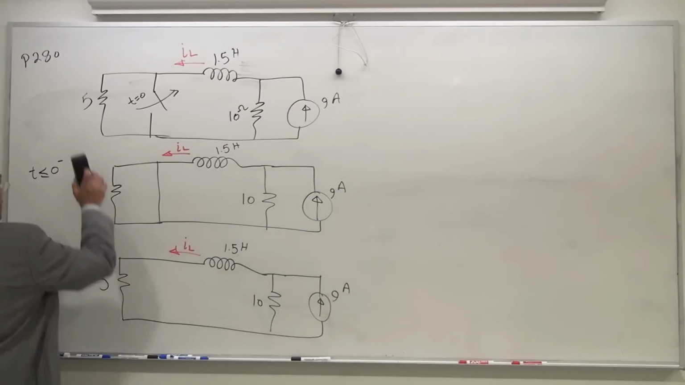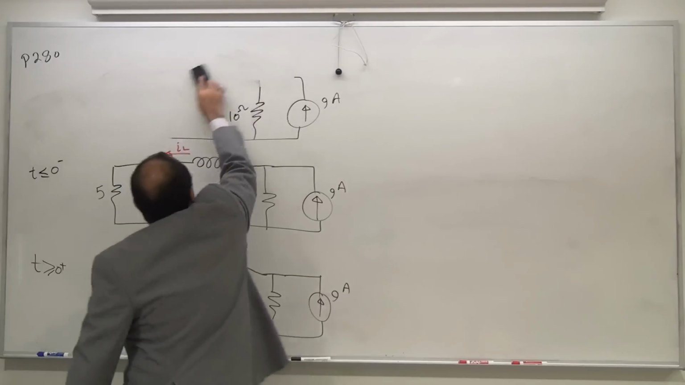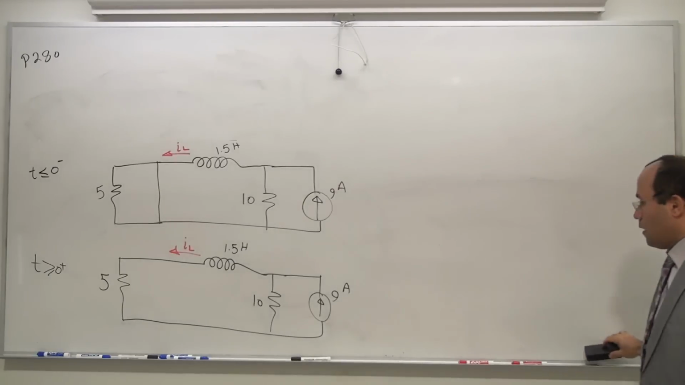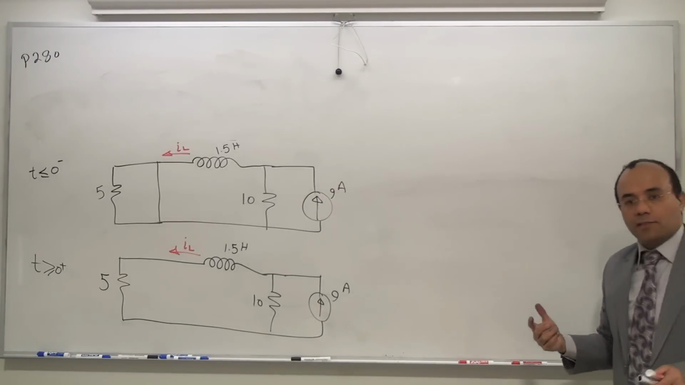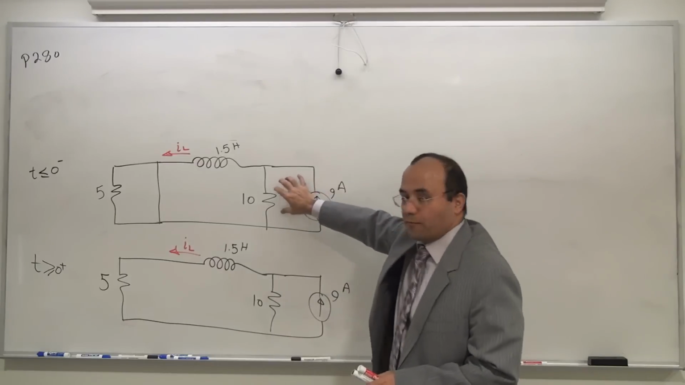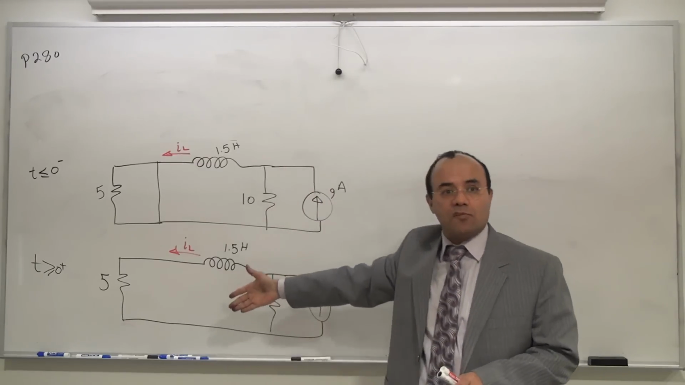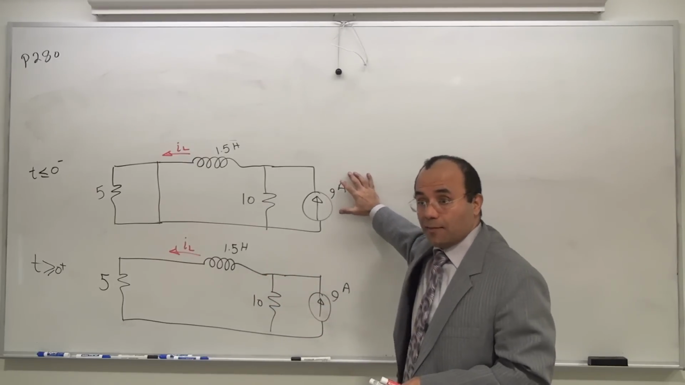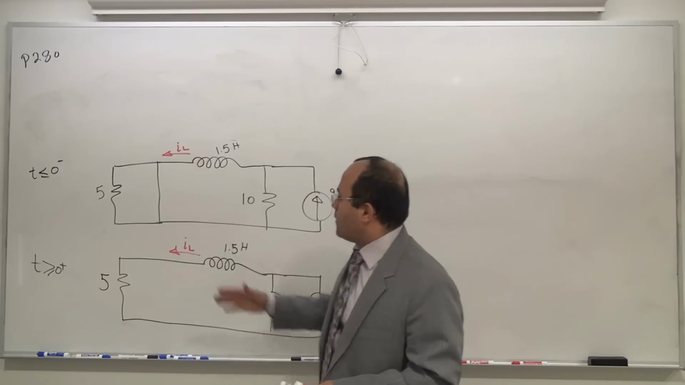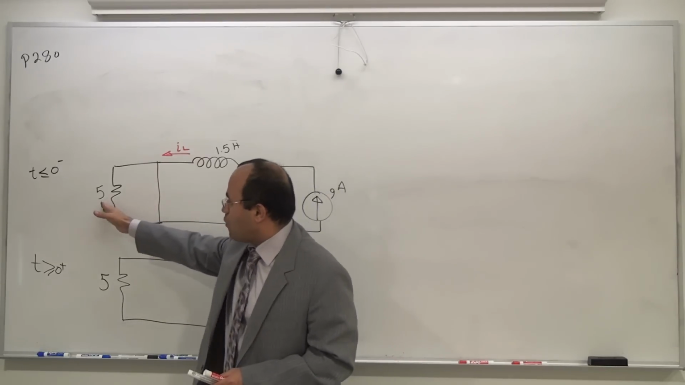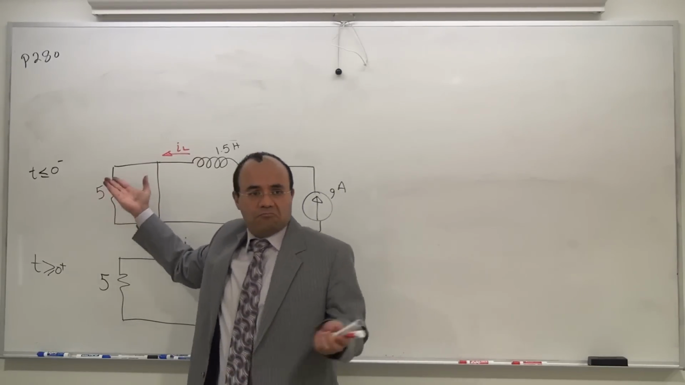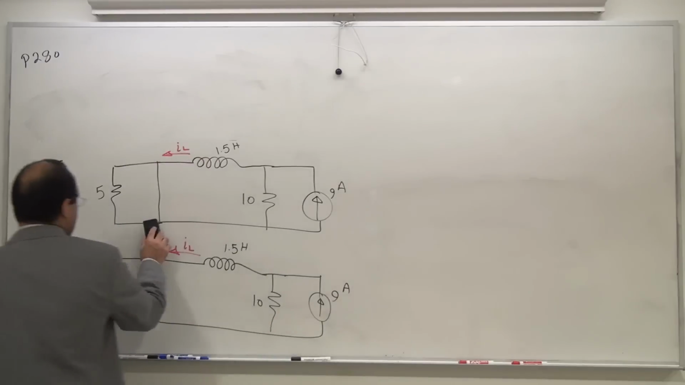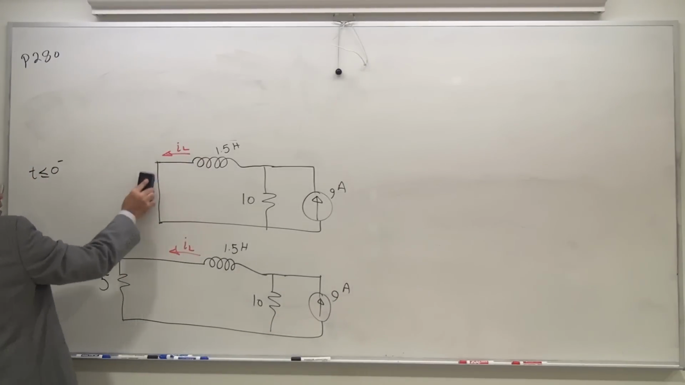I drew the two topologies of before and after the switching event. Because I only can rely on the current of the inductor, I'm going to analyze this circuit first and then transfer the reliable source of energy to the next stage. This has been there for a long time. That's the key word. First of all, this short and this 5 ohm, really 0 ohm and 5 ohm. It means 5 ohm really doesn't exist.